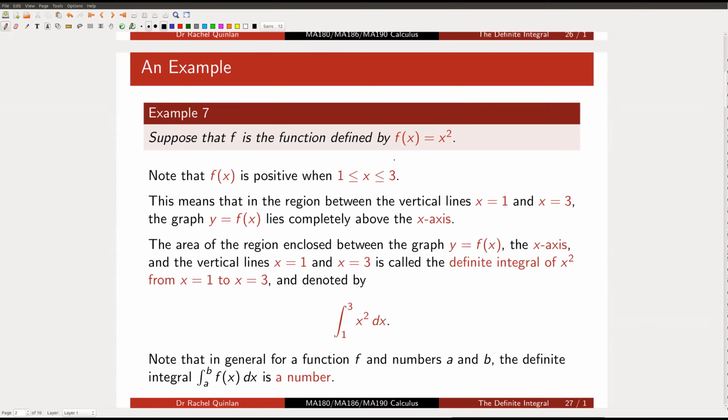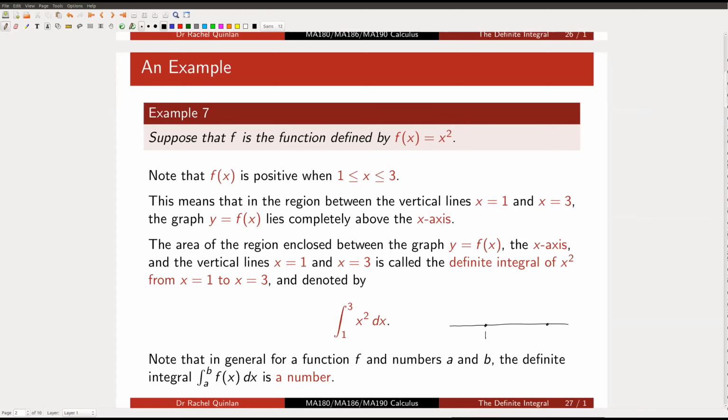Suppose we give ourselves the function defined by f of x equal to x squared. We can observe, and the relevance of this will be clear shortly, that the function is positive, actually everywhere except 0, but in particular in the region between 1 and 3 on the x-axis. So in the region between the vertical lines x equals 1 and x equals 3, we can draw a picture of the setup.